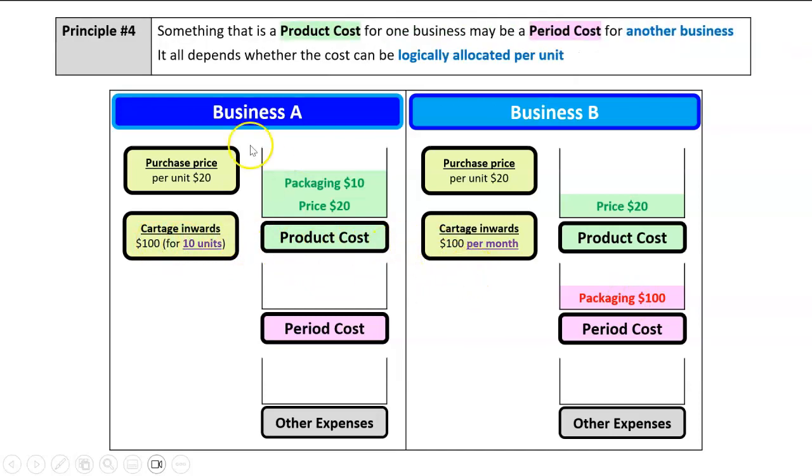So what's the principle there? Something that is a product cost for one business may be a period cost for another business. It all depends on whether the cost can be logically allocated per unit. So here, it was $100 for these specific 10 units, was a product cost. But here, it was per month. Now, when something's per month, we don't know whether we bought more of it, did it cover other inventory? So without that information, I can't logically allocate that. So I call that a period cost.